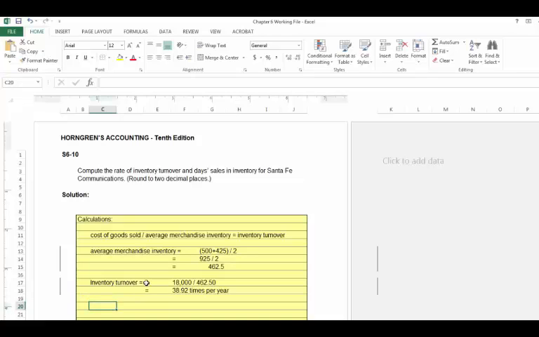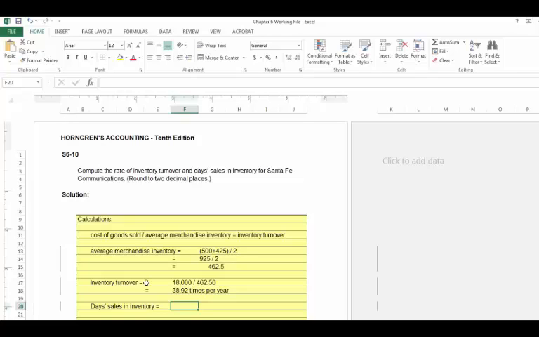All right. Now let's look at our days sales in inventory. This is how long we're holding on to the inventory. The less time we hold on to it, the better, because that means there's less chance of it getting stolen, becoming obsolete, or being damaged, and the less it costs to store it.